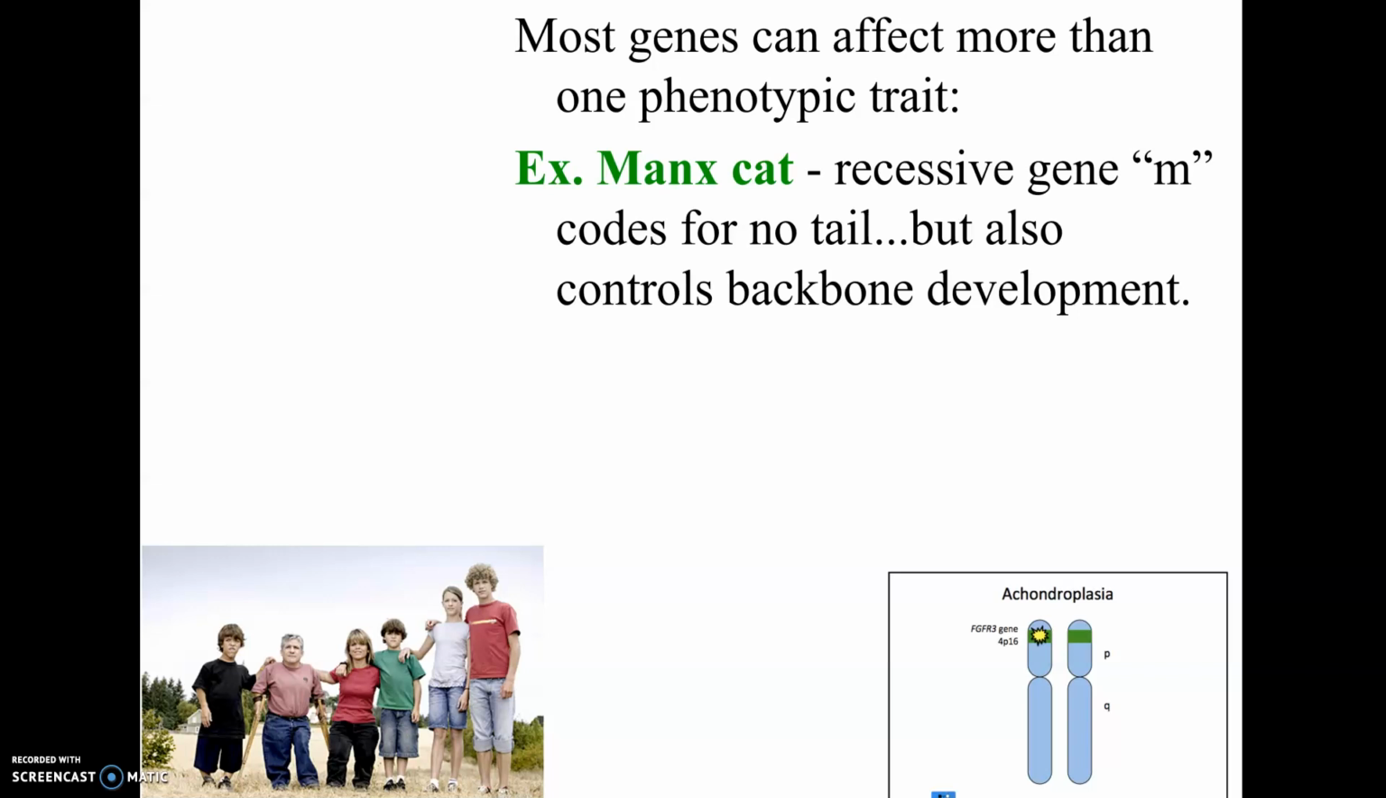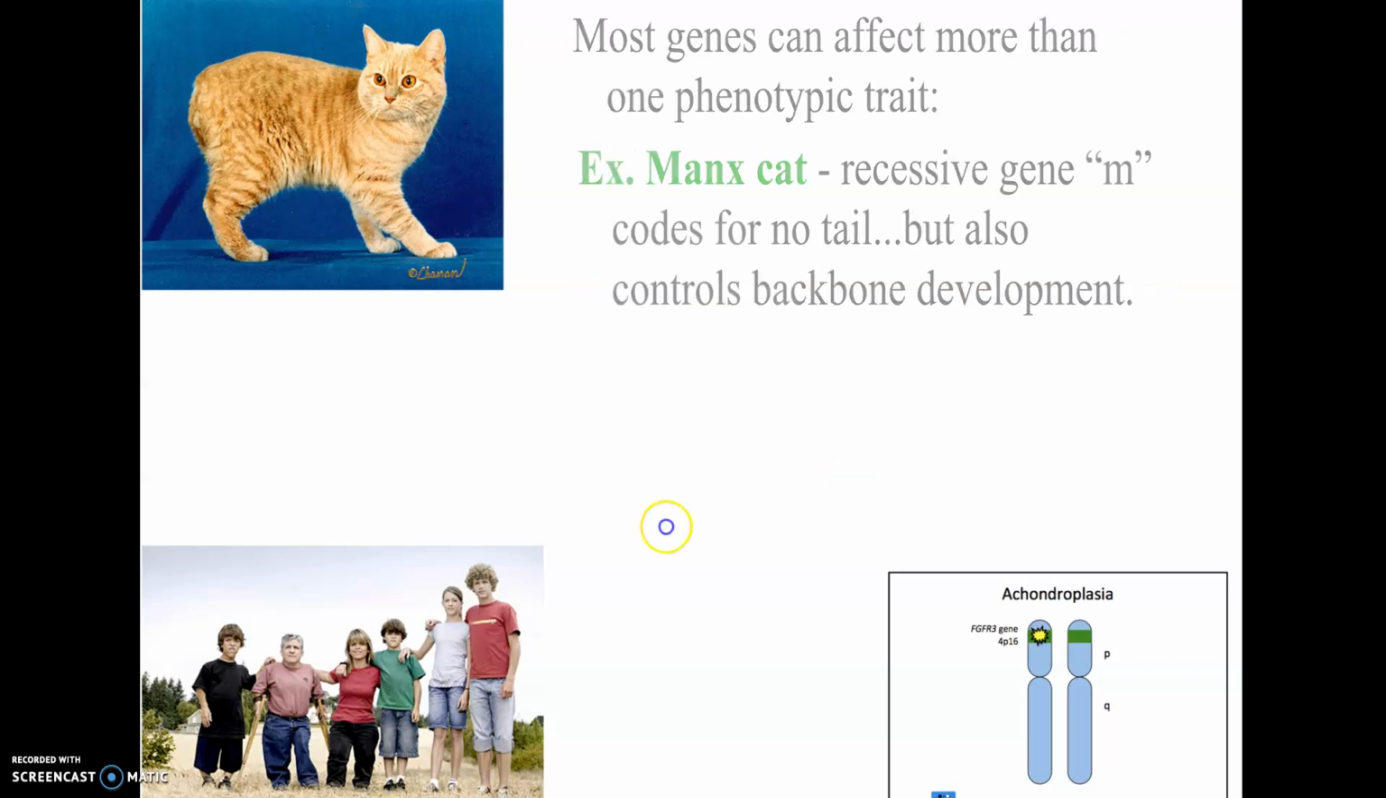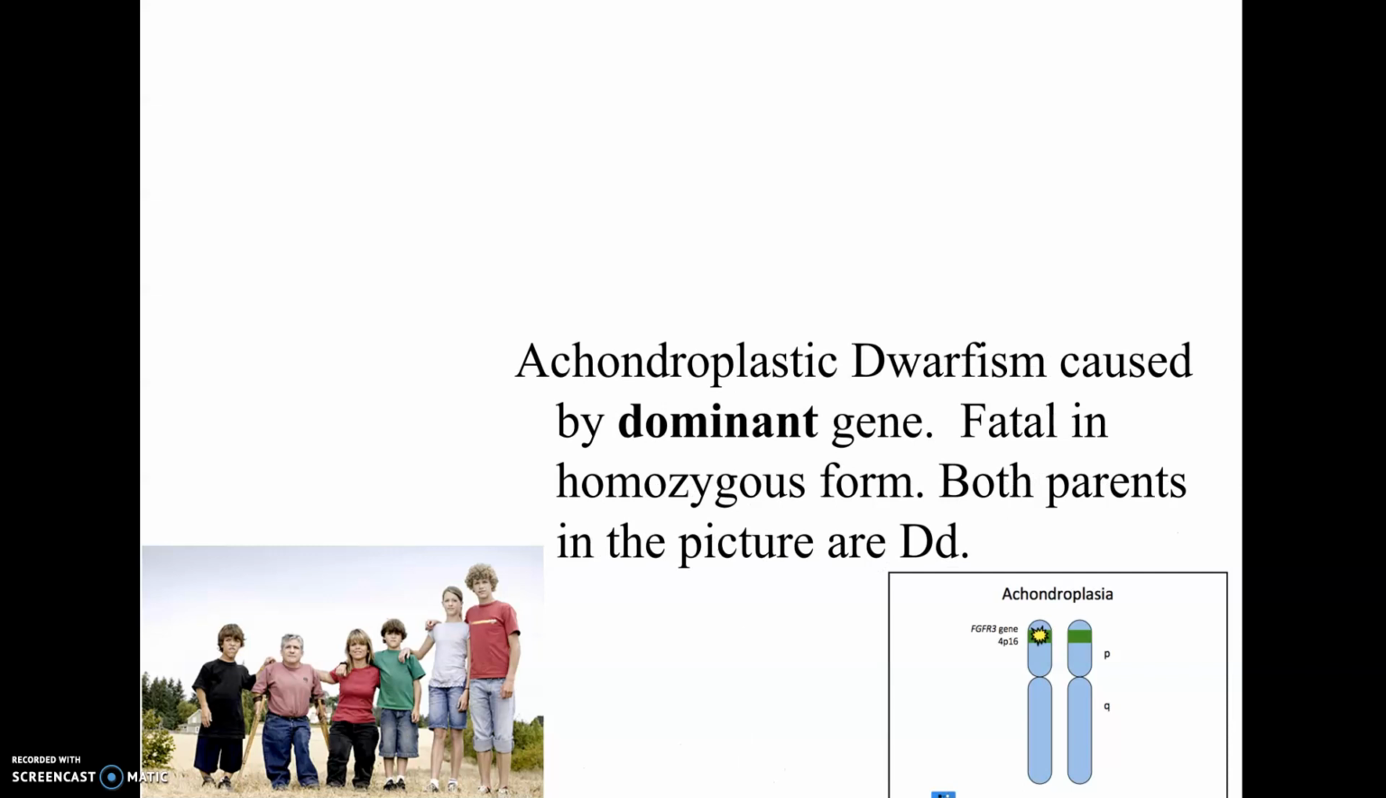Right, the last couple of traits we're going to talk about are, again, just modifications of the normal cross. One of the things you should be aware of is that a lot of times a gene can affect more than just one phenotypic trait. There's no cross for this, but for example, a Manx cat is a cat with no tail, and it turns out that the gene that causes them to have no tail also controls backbone development. So having a particular gene combination doesn't just make them tailless, but in a lot of cases gives them back problems. And another example of this is achondroplastic dwarfism, a form of dwarfism.